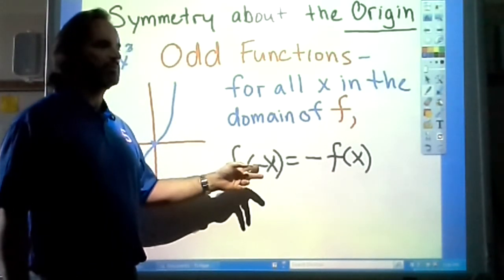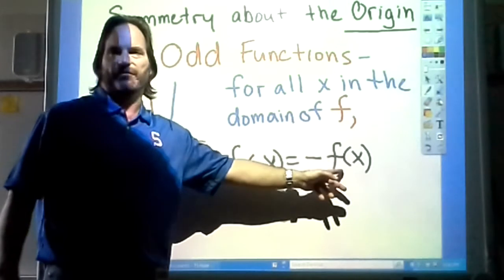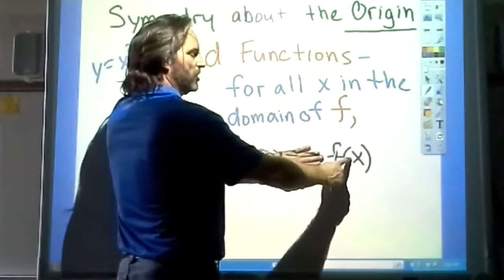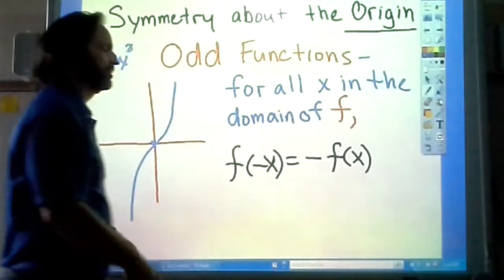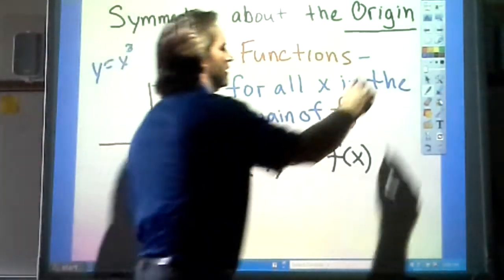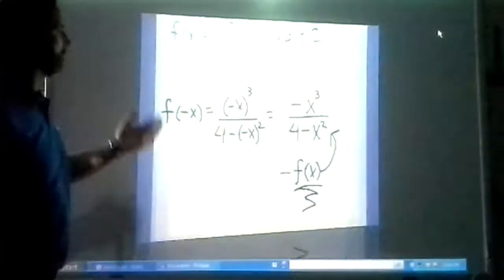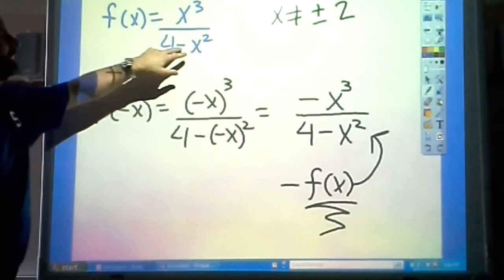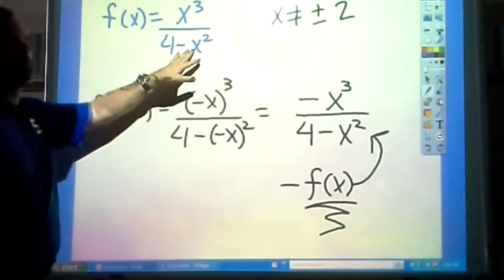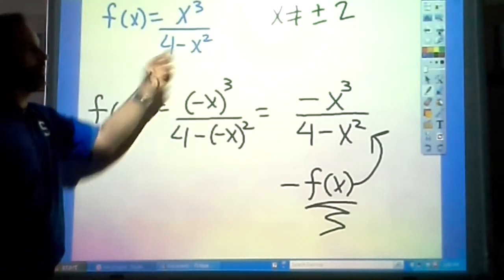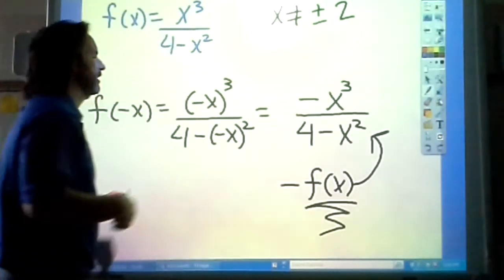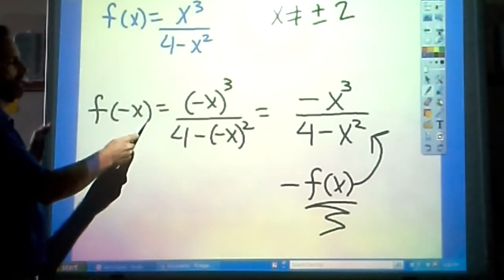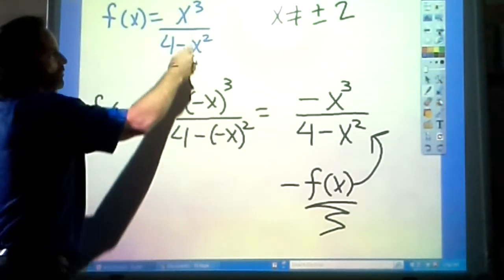f of negative x equals negative f of x. So if you plug in a negative x, you get your original function times negative. Let me give you a couple of examples of this. Here's an odd function, x cubed over 4 minus x squared. And remember, the denominator can't be 0, so x can't be plus or minus 2. I'm going to plug in f of negative x where I would have x.